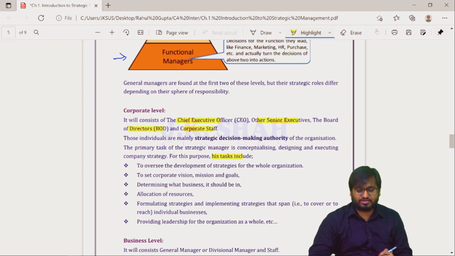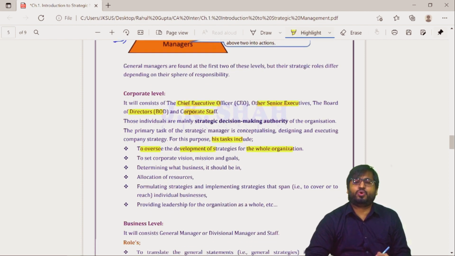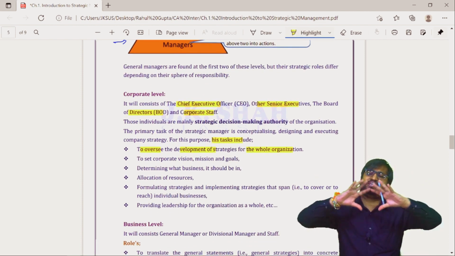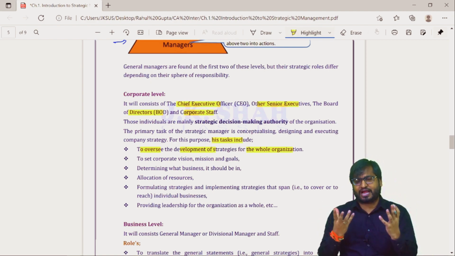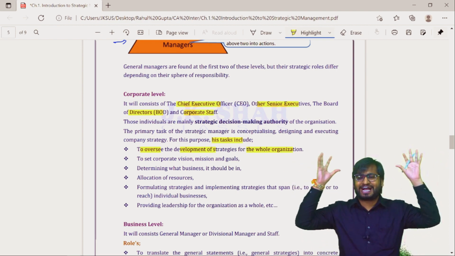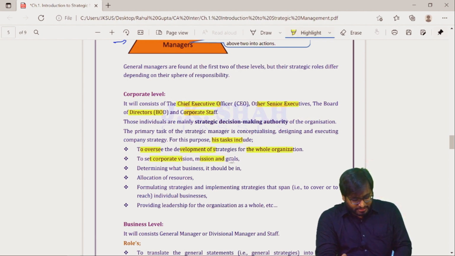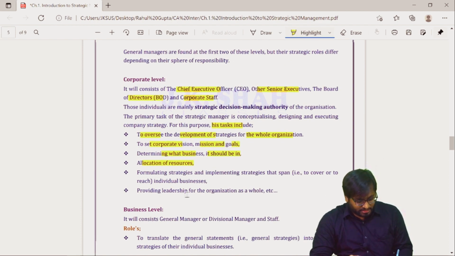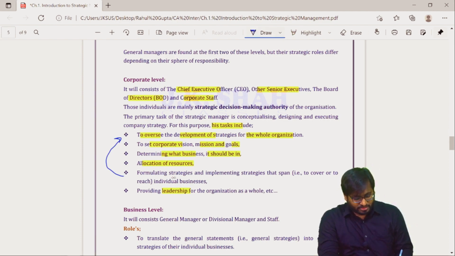Their task, what will be their task? To oversee the development of strategy for the entire organization. Chairman of ITC, the board of directors of ITC, the CEO of ITC will be responsible for the overall business. Set the vision, mission, goals, what businesses it should be in, allocation of resources, providing leadership. And this point is connected to this point. Formulating the strategy and implementing the strategy that span individual businesses.